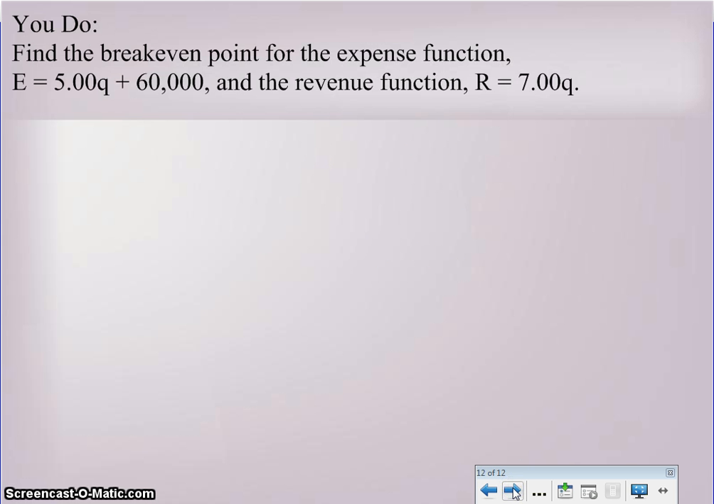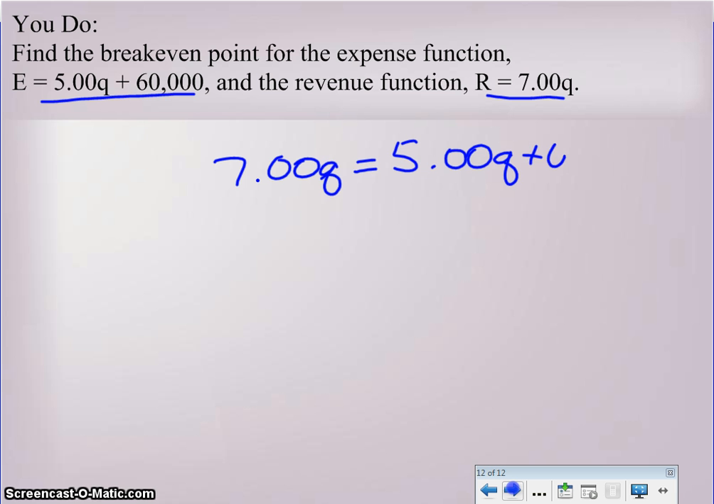Last one, go ahead and press pause, solve this, come back when you're ready. Okay, find a break-even point for the expense function. So again, I'm just setting them equal to each other. 7.00Q equals 5.00Q plus 60,000.